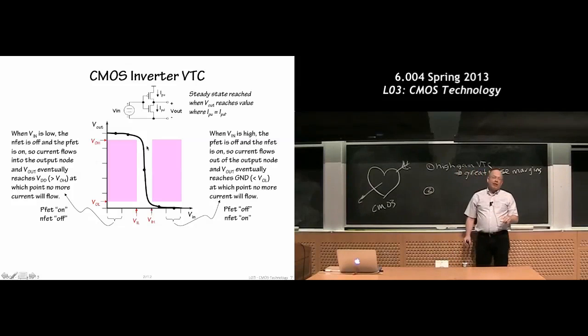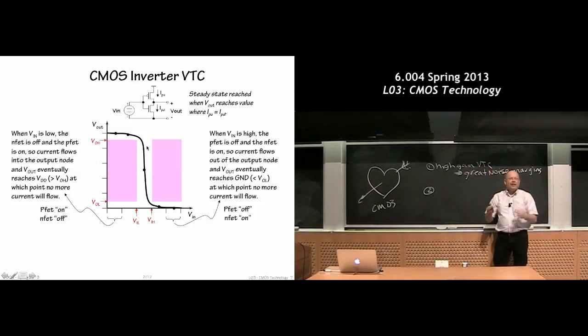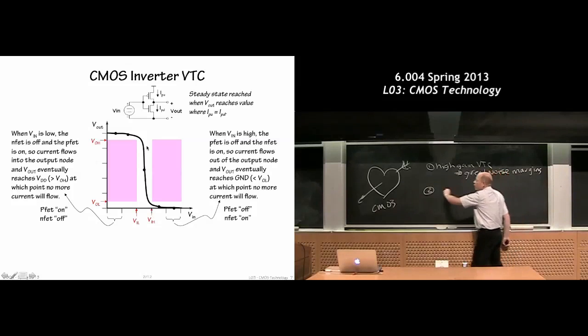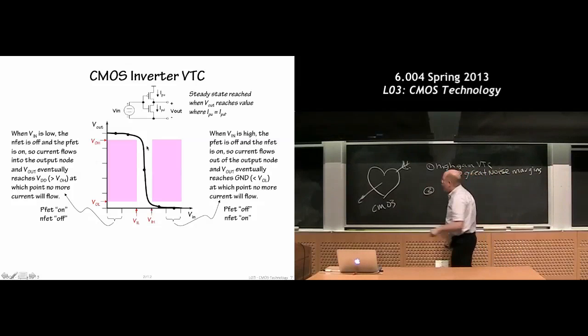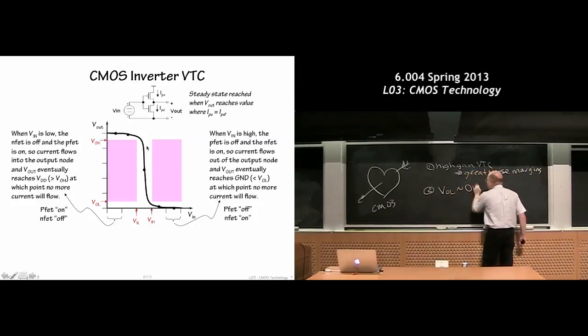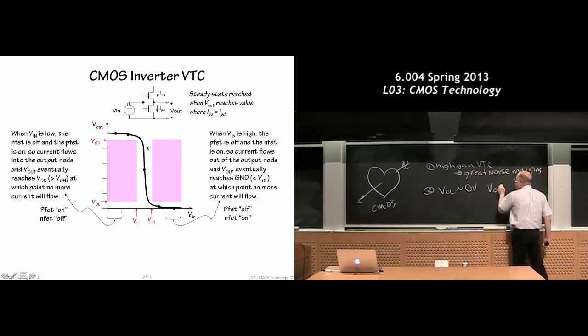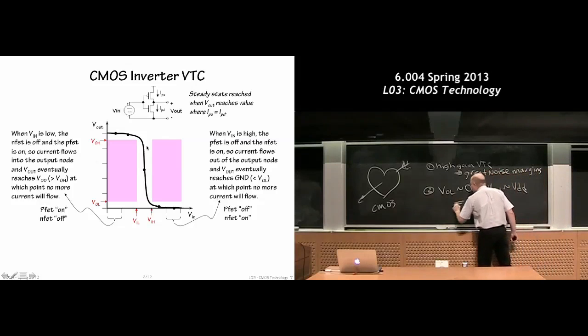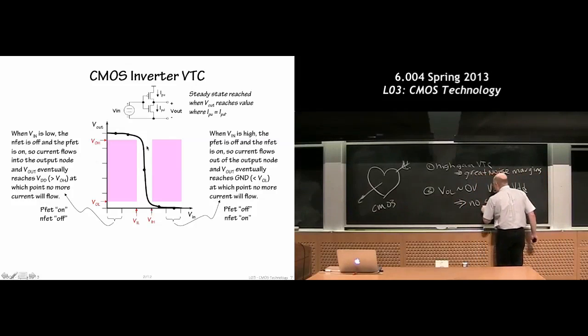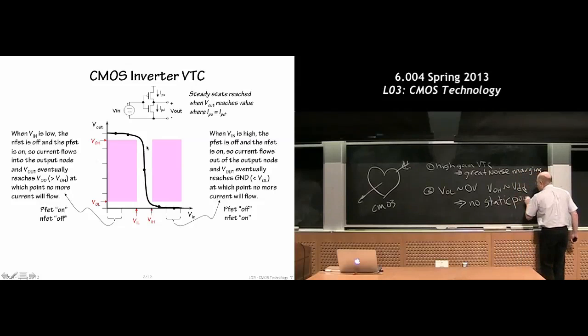Your girlfriend will expect, or boyfriend will expect, something a little bit different than this, but as engineers, this is what we love. Okay, and then the other thing I wanted to point out is that VOL is approximately 0 volts, and VOH is approximately the power supply voltage, and that means that there is no static power dissipation. In the steady state, no currents are flowing.